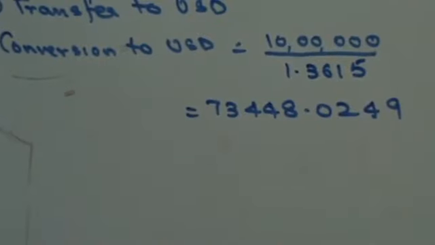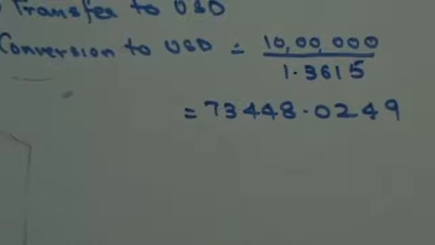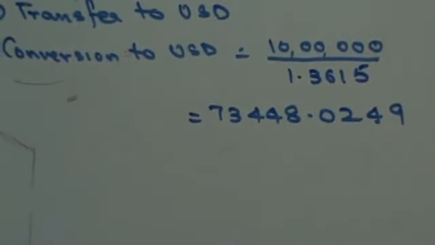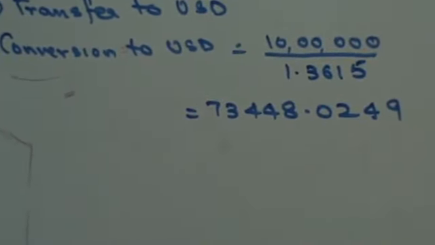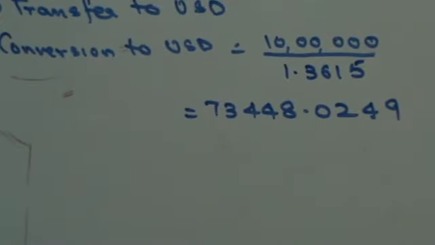7344 84, 4 decimal places. Why did I divide here and why did I multiply? The 1.3 is the spot rate, but in the end I'm converting Swiss francs to USD now. So, these are the US dollars.